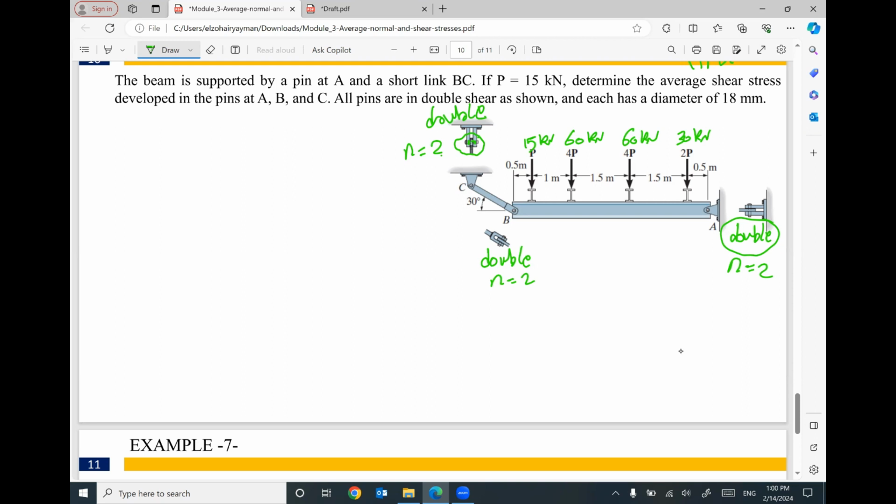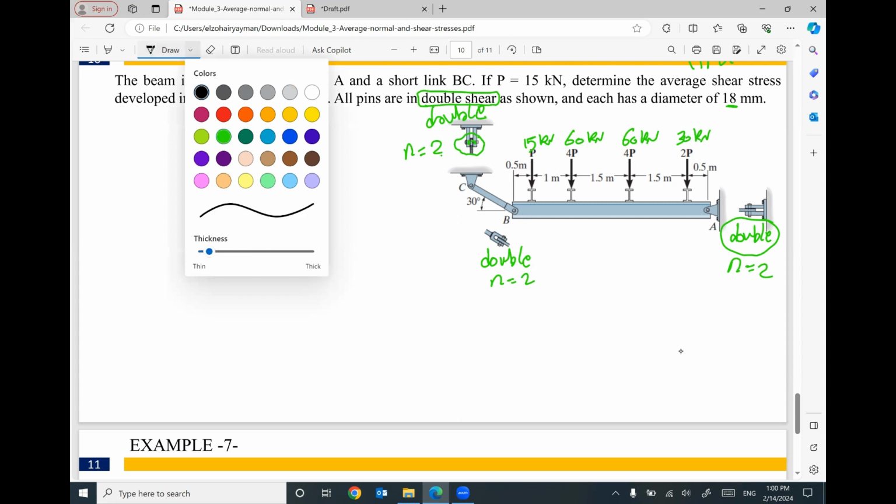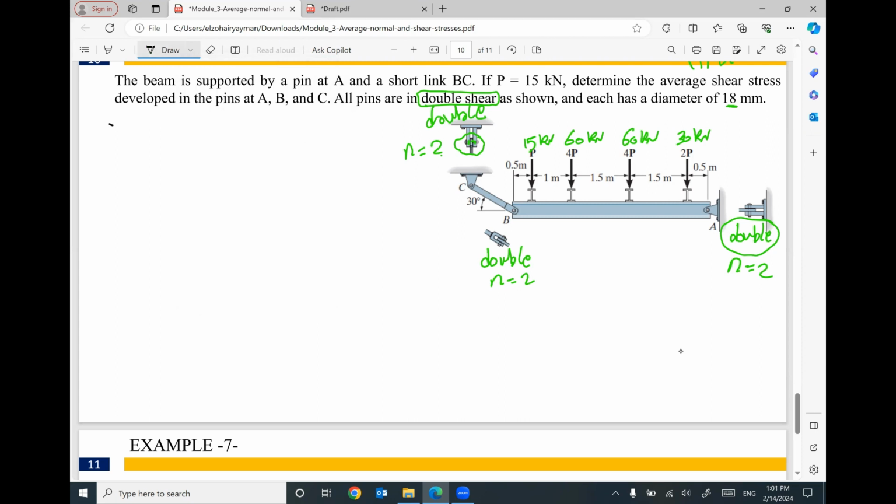All of these connections have a pin or bolt with a diameter of 18 millimeter, and all pins are in double shear. This information is given. I have first to start with the engineering mechanics part to figure out the reactions.